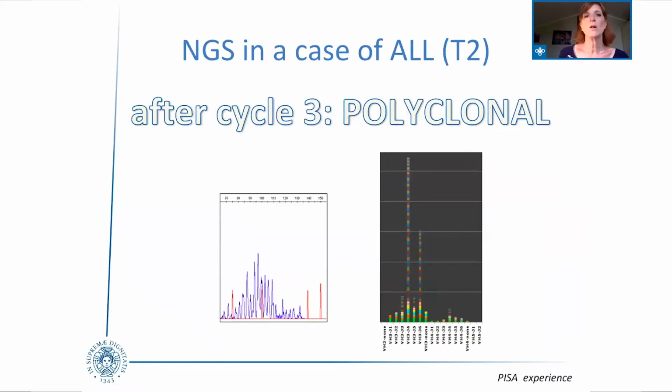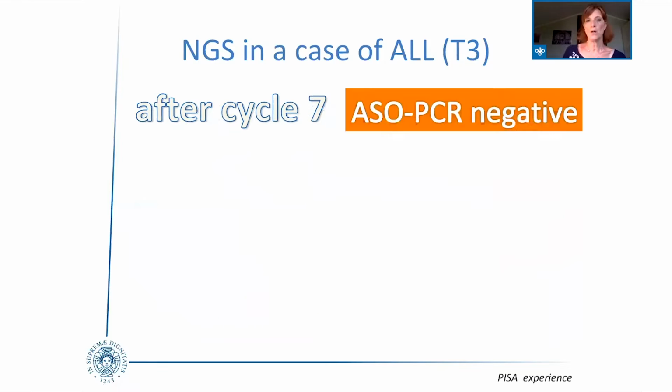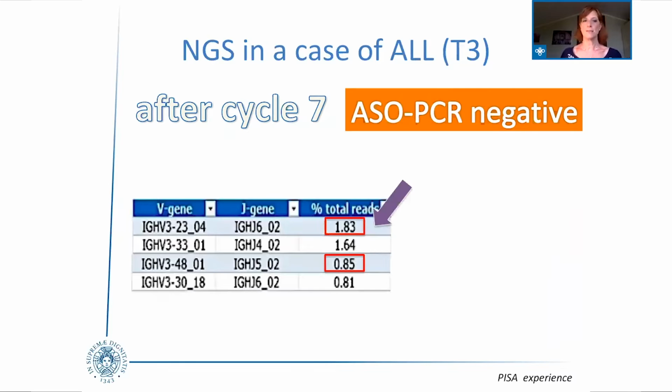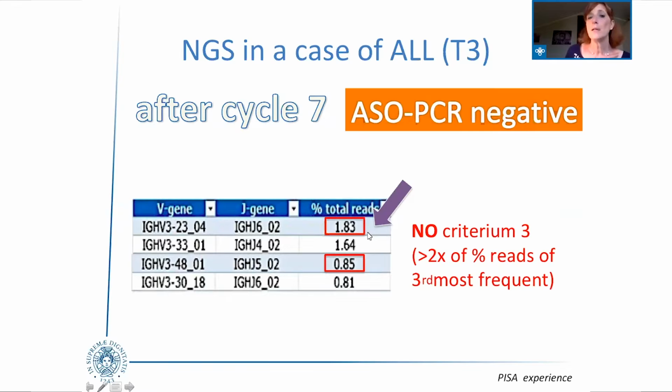After cycle 3, all was good, the patient became polyclonal, and after cycle 7, ASO-PCR for the violet clone was still negative. But NGS showed a very small amount of the violet clone, 1.8, and unfortunately, we were not able to define this read as clonal because it was not twice higher than the third most frequent read. So officially the patient was ASO-PCR negative and polyclonal by NGS.